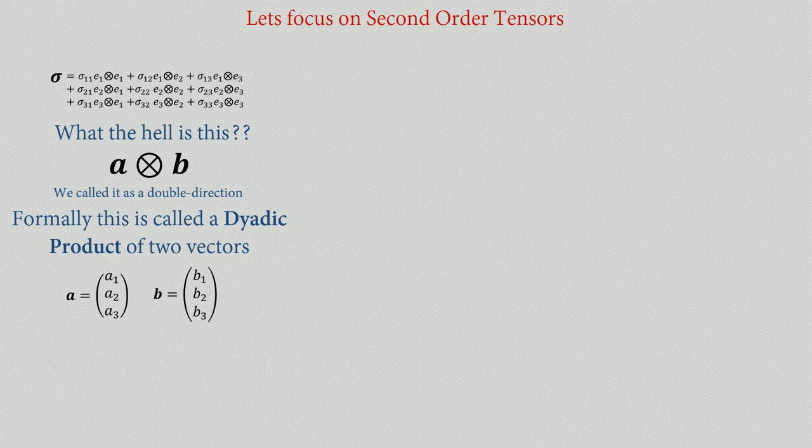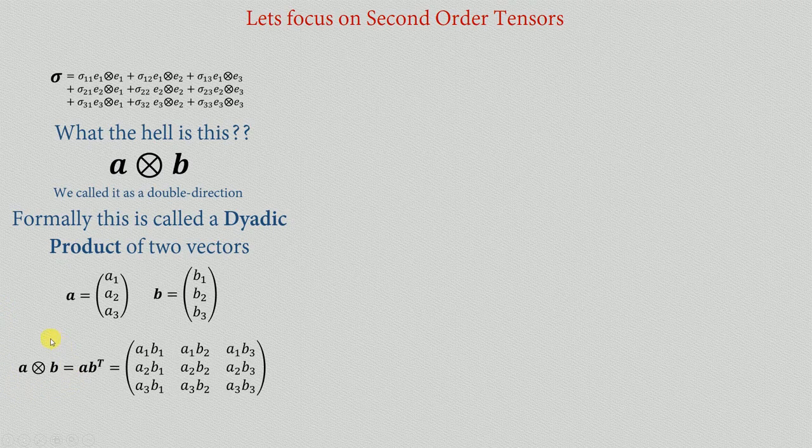method we have chosen. Okay, now since A dyadic B is nothing but A into B transpose, which is A1 B1, A1 B2, A1 B3. So we just take the transpose and do the matrix multiplication. You get this kind of matrix. Okay, so this is similar to a tensor, right? So this is a tensor in itself.